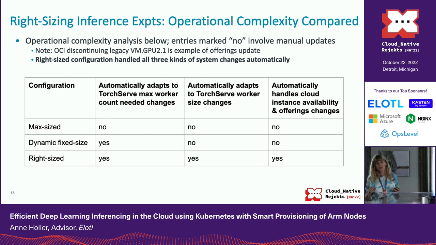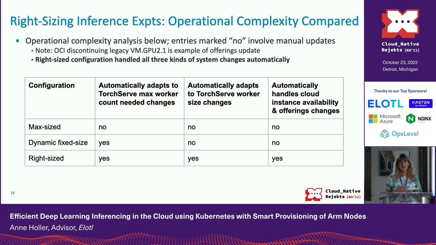So if you change the worker size, for both the max sized and the dynamic fixed size, you need to go back and revisit whether the node type that you chose is appropriate for that kind of change. And if it's not, you need to make some change, for example, in the node groups. For right-sized, it's happy to allocate something that matches your request. And so if your request is different now, it's going to allocate a node that matches that new difference. So again, no manual intervention or operational cost there.